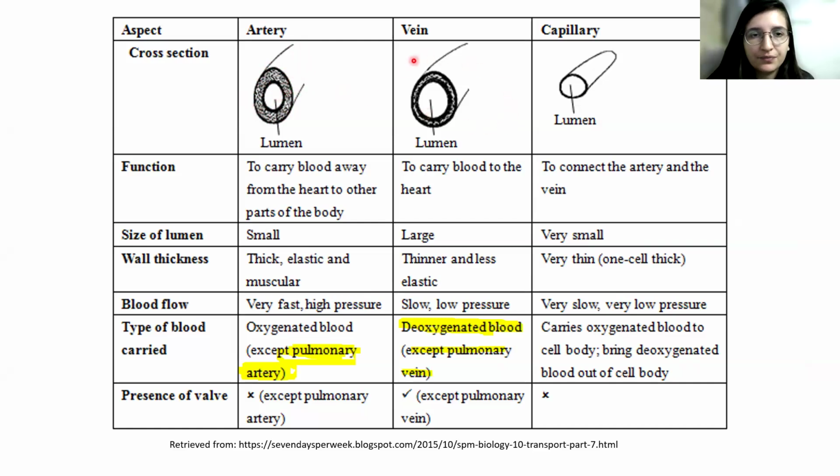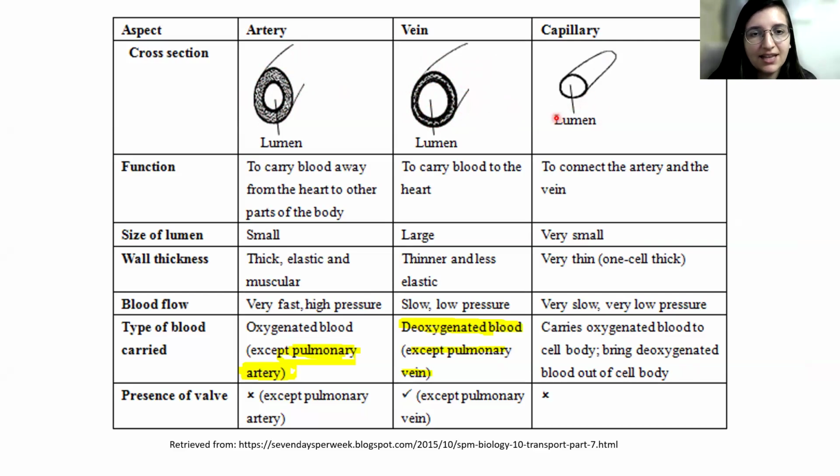For veins, because the pressure is not that high and the flow is also quite slow, they don't need those thick elastic walls like the arteries do. But the veins do need valves so that the blood doesn't flow back.